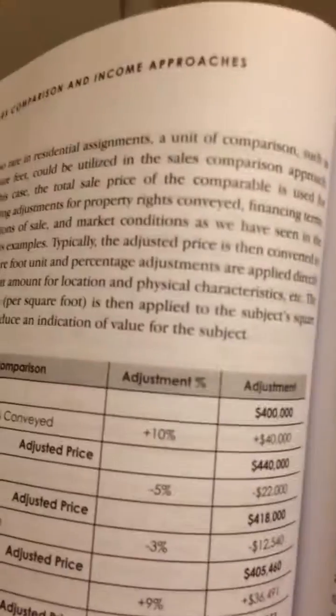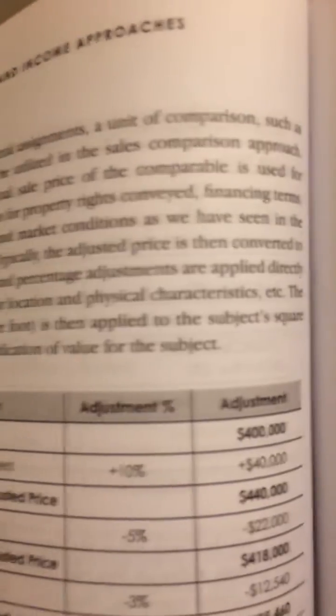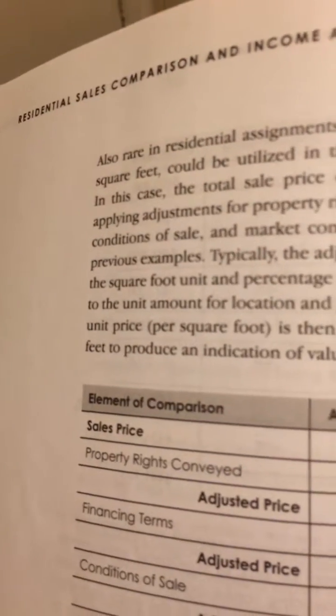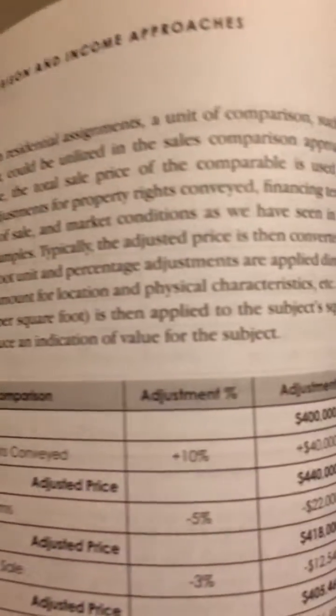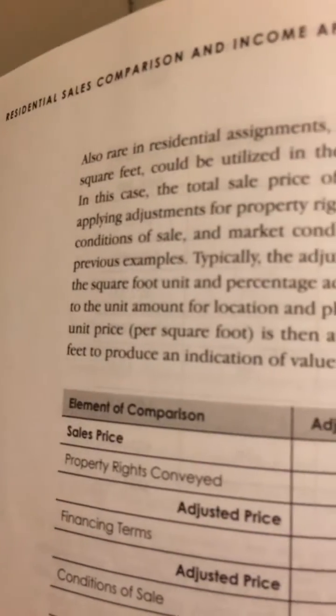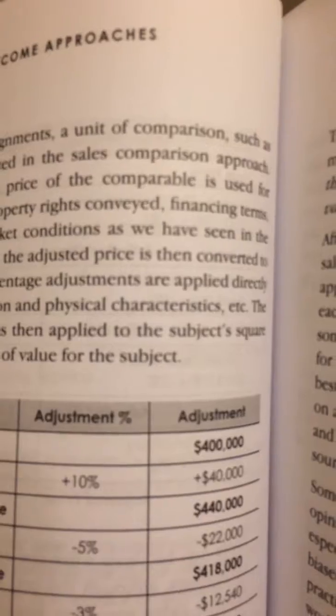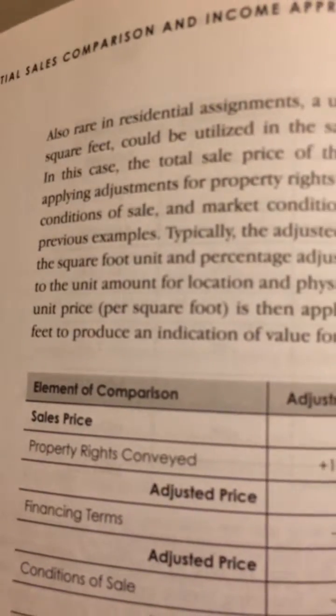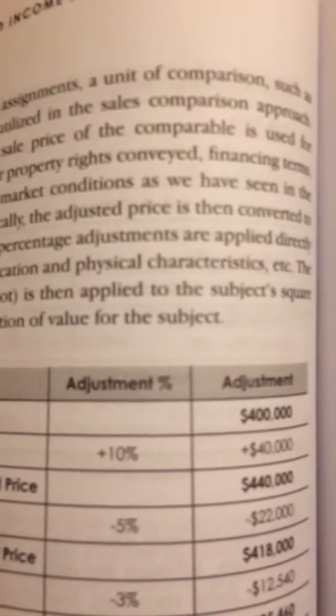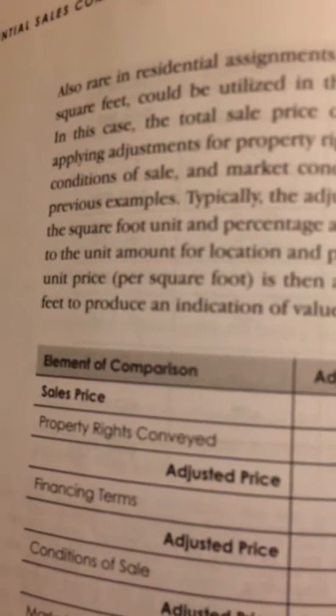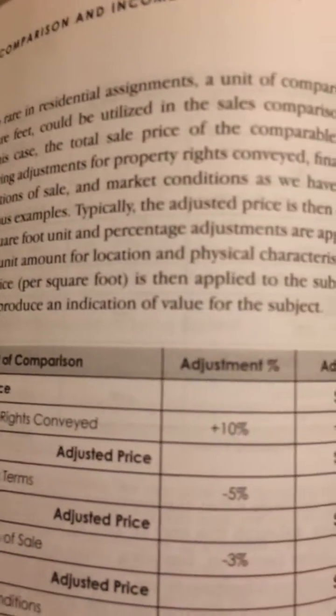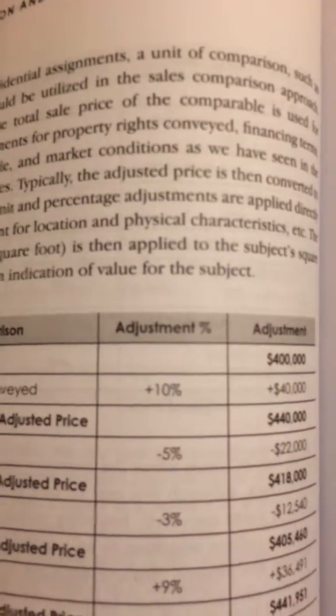Typically, the adjusted price is then converted to the square foot unit, and percentage adjustments are applied directly to the unit amount for location and physical characteristics, etc. The unit price per square foot is then applied to the subject's square feet to produce an indication of value for the subject.